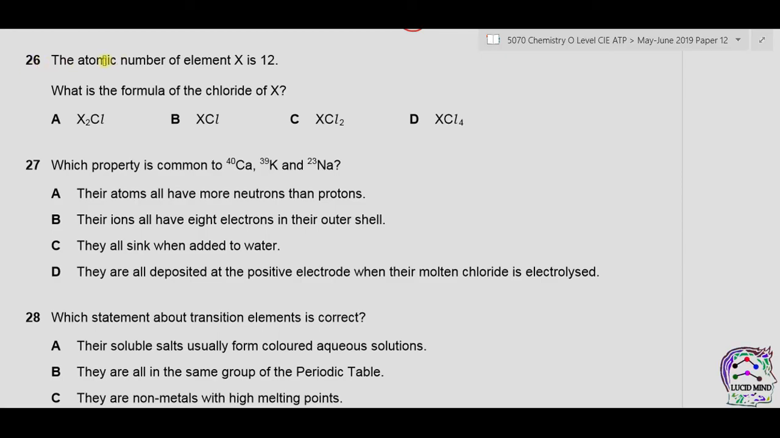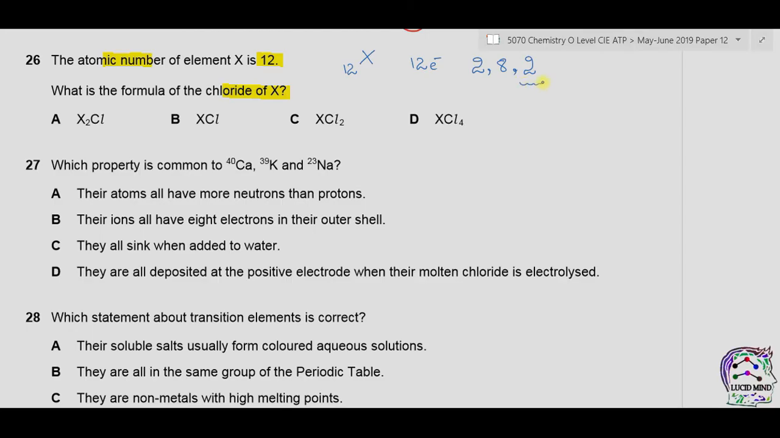Question 26. The atomic number of an element X is 12. What is the formula of the chloride of X? As the atomic number of X is 12, it means that there are 12 electrons in total. So by electronic configuration, we can find out that 2 electrons are in the first shell, 8 in the second shell, and 2 electrons are left in the third shell.